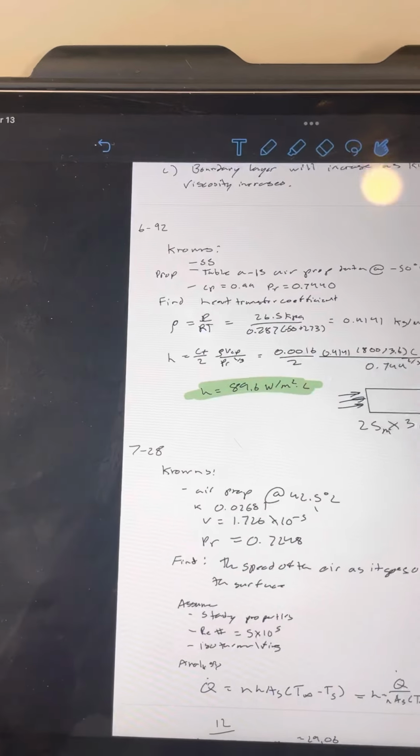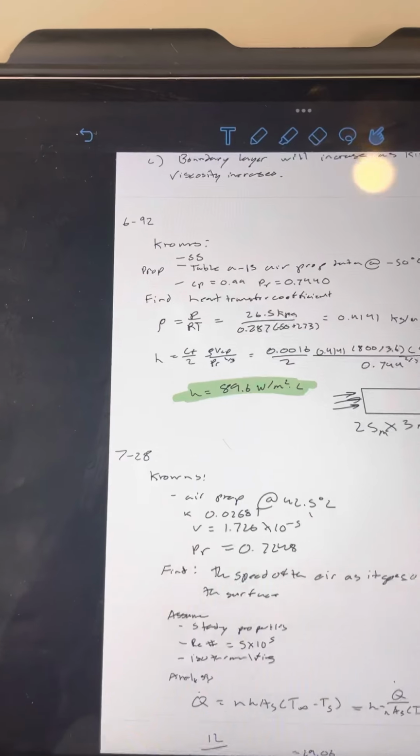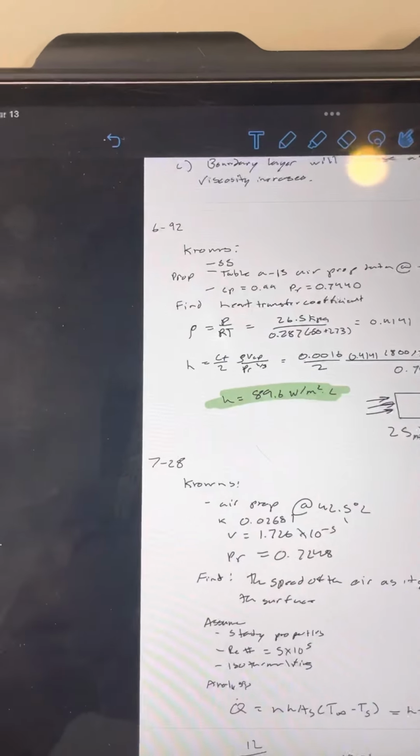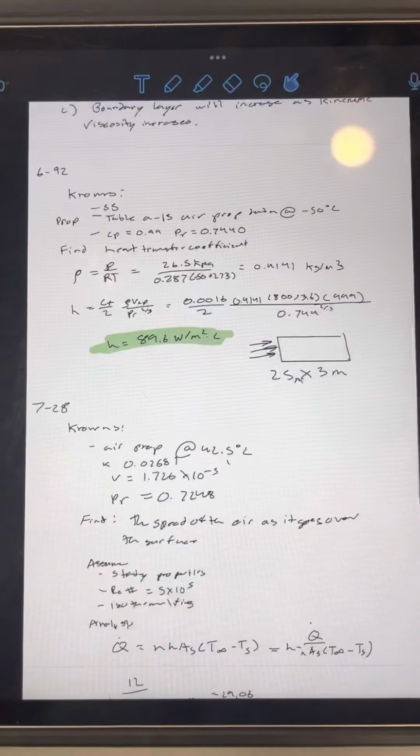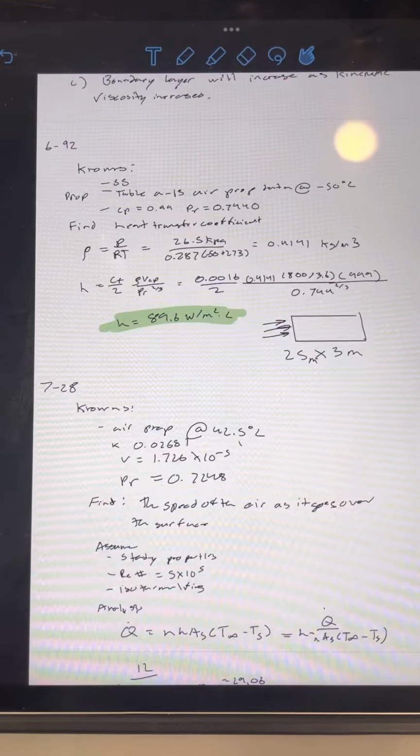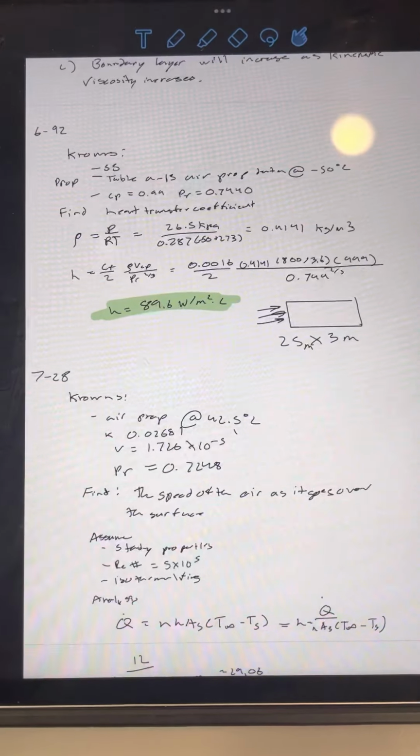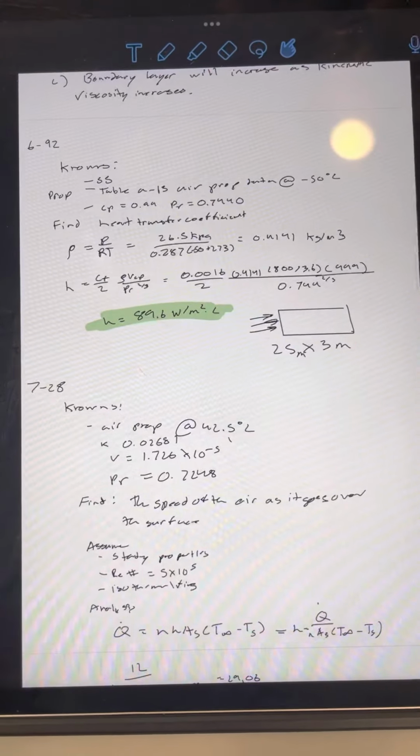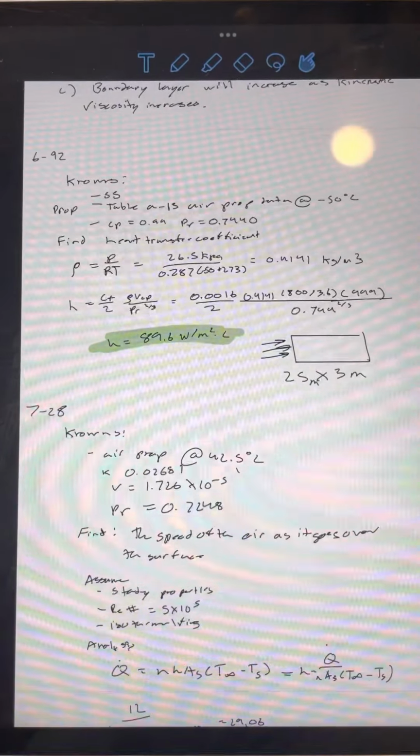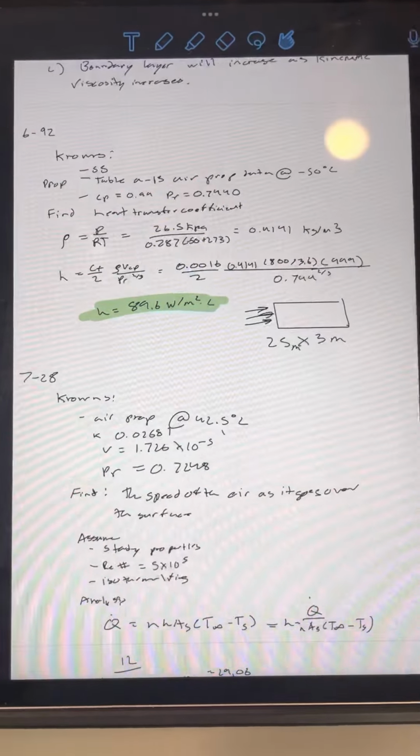Okay, 6-92. We had to find properties of air at a certain point using table A15, and then we had to assume that air was modeled by an ideal gas to get density at that specific temperature and pressure, and then we used an equation in Prandtl's number to get a heat transfer coefficient.